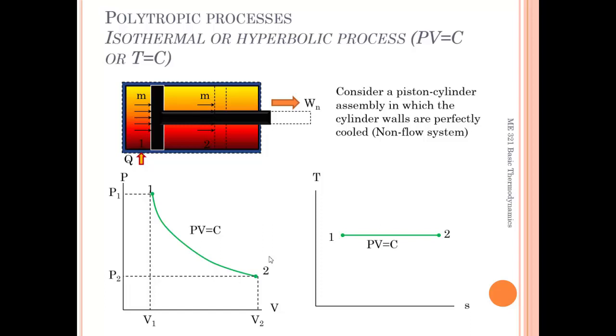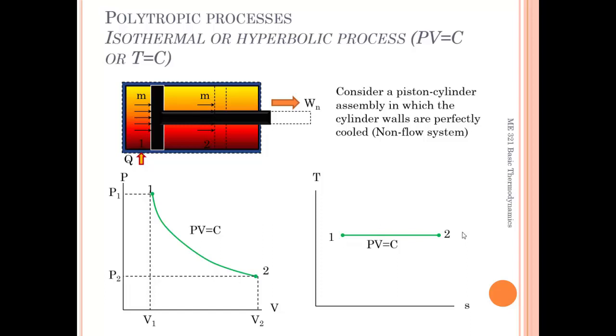The direction of the graph in the TS diagram is like that in the PV diagram. However, since temperature remains constant, the isothermal heat addition process will be represented by a horizontal line going from the left at point 1 to the right at point 2.